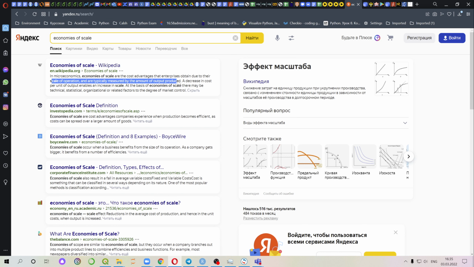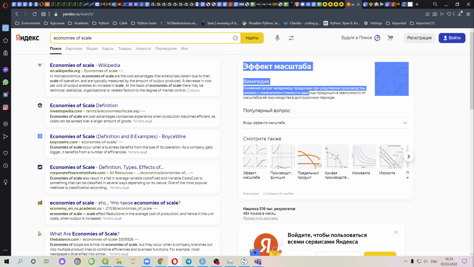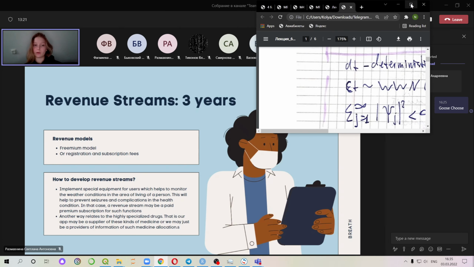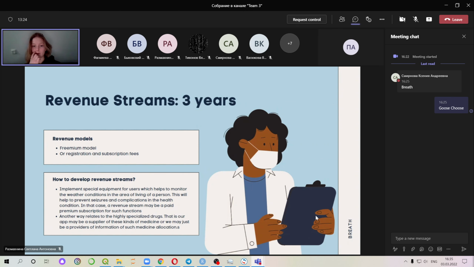We believe that such a model may attract a great number of new users, newcomers, and it may be beneficial for us. The second model is registration and subscription fees, where we monetize the app by charging a one-time registration fee. So the user pays some amount of money when he or she registers in the app. Both of these revenue models may be used with monthly or annual subscriptions, and there is also a possibility of corporate subscription, as Lera said already.